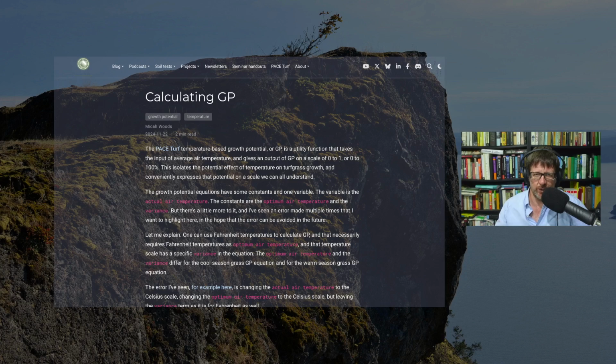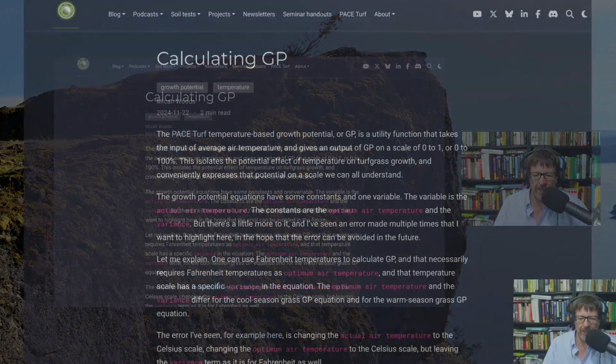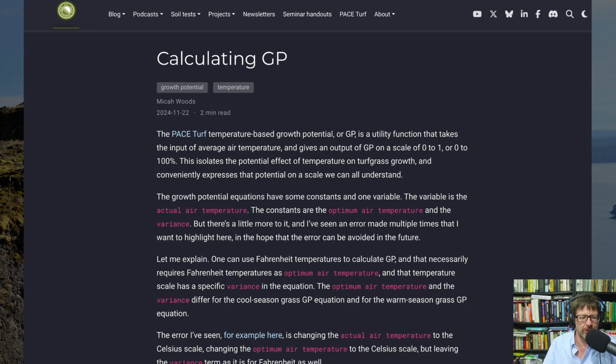And I did some diagnosing and found what I think the problem is, and I will explain that in this blog post. There we go. I want to bring up on the screen the way I want this to look so we can see it clearly. For those of you watching and for those of you listening, I will describe what we're seeing. And for everybody, I'm going to put a direct link to this post with the title Calculating GP into the show notes. This one is a 2-minute read on the ATC website, and it starts off with this paragraph.